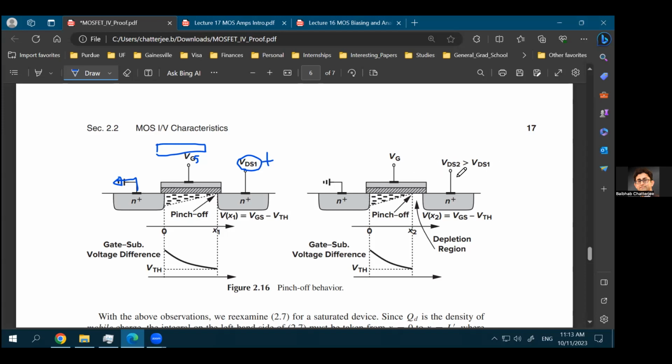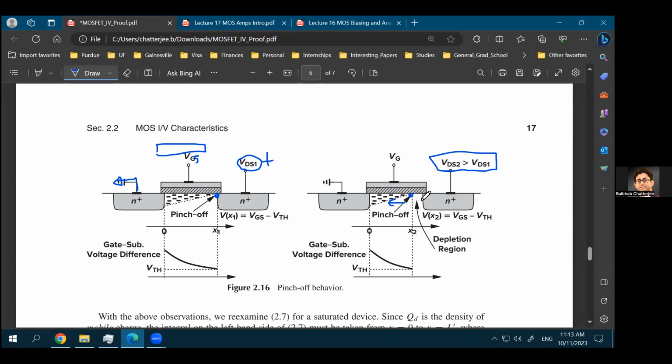So in this right-hand side figure, you are applying a drain to source voltage which is more than the drain to source voltage on the left-hand side. As you have applied more drain to source voltage, you will see this triangle has shifted towards the left-hand side. This point is called the pinch-off point, where you have zero charge carriers, or your charge carrier density becomes zero at the pinch-off. This pinch-off point shifts towards the left as you're applying more and more drain to source voltage.